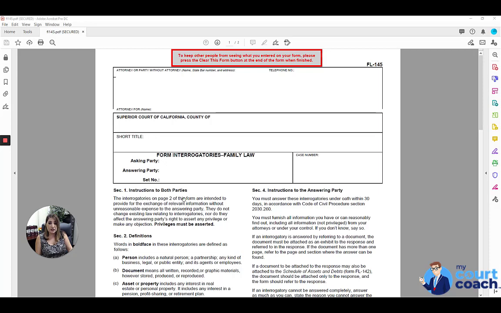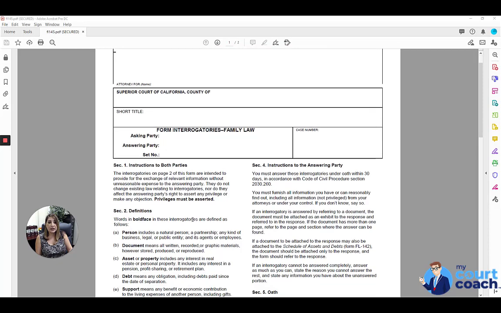There are some instructions for both parties, basically just stating that if you do have a privilege that you want to communicate and provide as your explanation for not responding to a certain interrogatory, you may claim a privilege. And privileges, again, are confidential communications such as attorney-client privilege, or if it's medical records or medical information that's being requested, those are all common privileges.